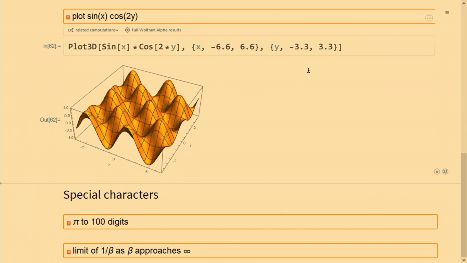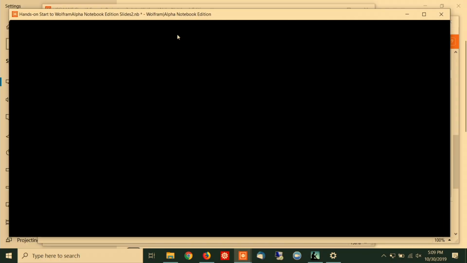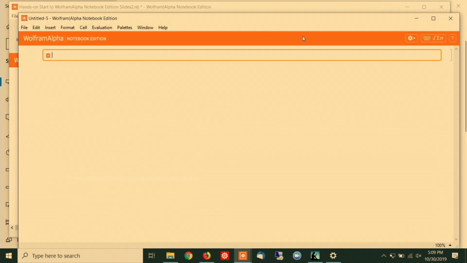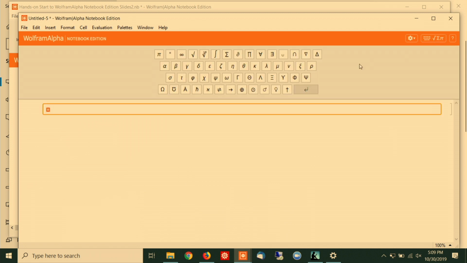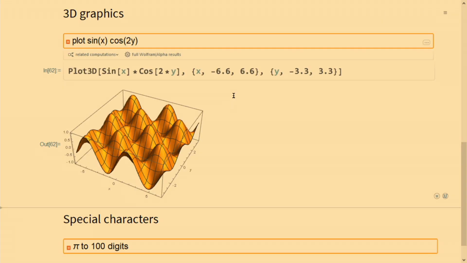You can also do special characters. I'm in the notebook presentation here, but if you end this and go to a new notebook, oops, yeah, there we go. There's a button for special characters. Again, similar to the pro version of wolframalpha.com, where you have the common things you need like pi and infinity and square roots and things. So to use that in the notebook here, go back to full screen.